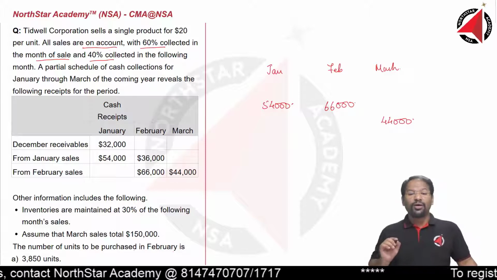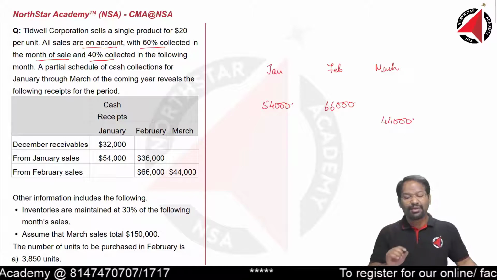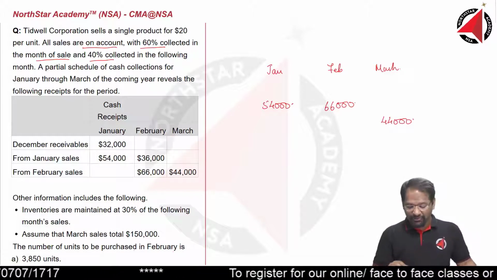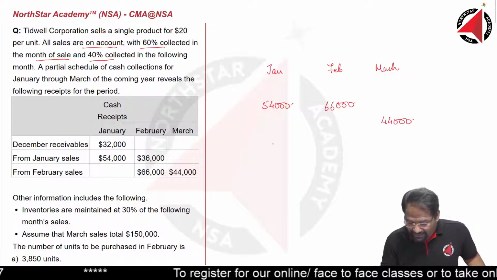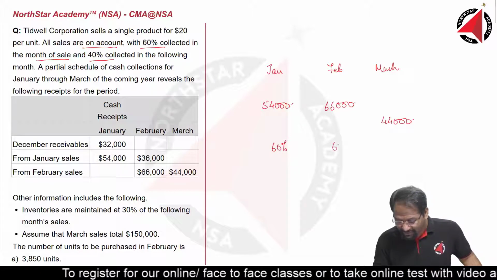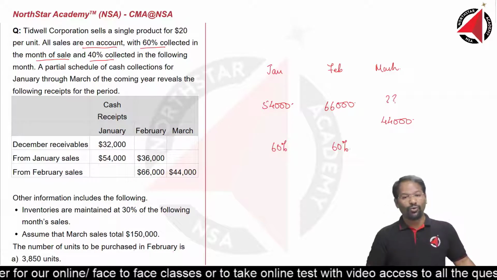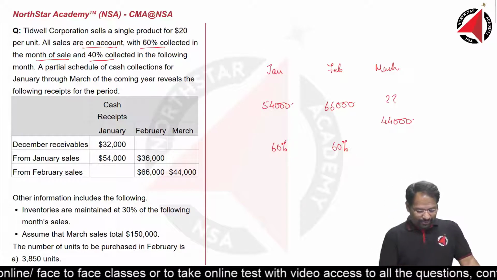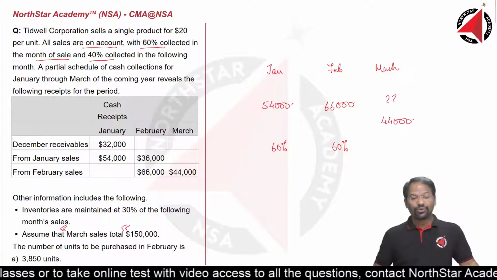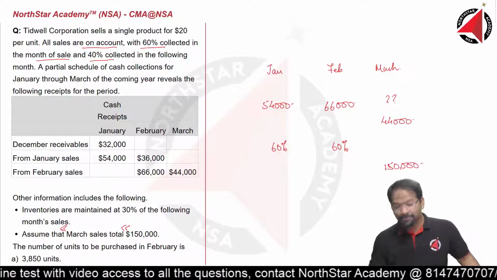We learned that 60% of the sales of that month is collected in that month. This means to find the total sales for the month of January, we can divide it by 60%. Similarly, the February figure can also be divided by 60%. But for March, this number we do not know; however, March total sales is already given in the question, so we don't need to divide anything.